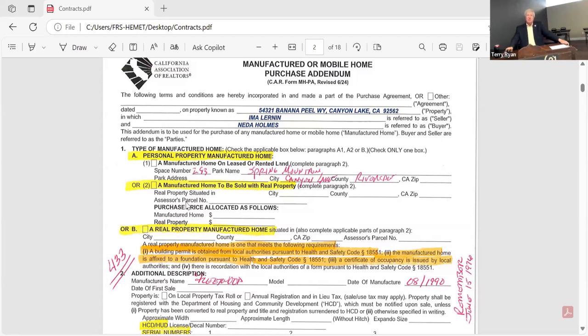So the second type is a manufactured home. Notice everything is a manufactured home. Now, manufactured home to be sold with real property. And that is a manufactured home where the land is included in the price. You actually own the land. You could still be in a park. We have manufactured home parks where you own the lot that your manufactured home is on, and you own it as well as the manufactured home.